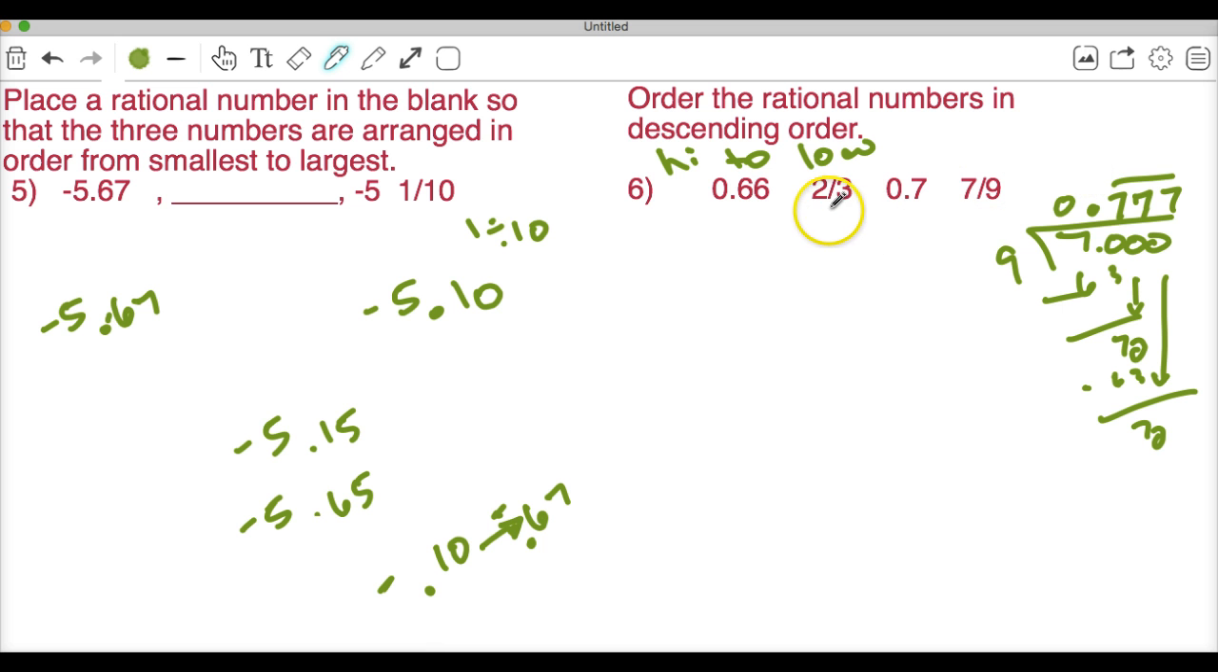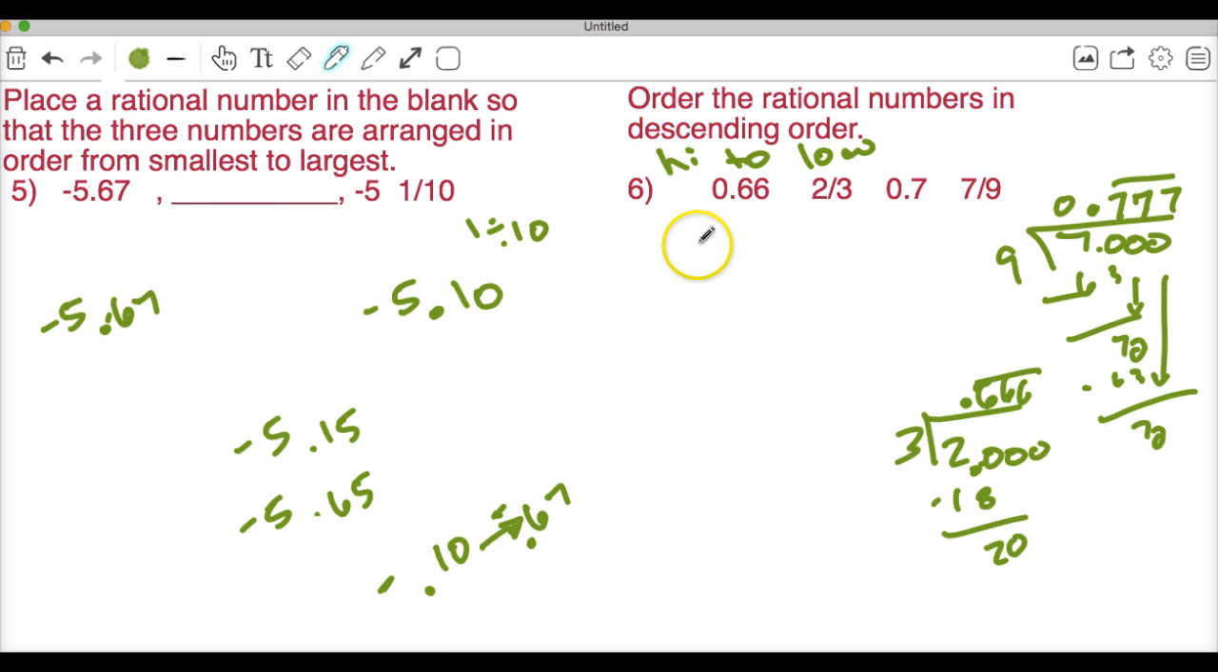This one is 2/3, so I'm going to show you that this is going to be a repeating decimal as well. So as you can tell, this is going to be repeating as well. So I've got 0.66, I've got 0.666 because it is a repeating value.